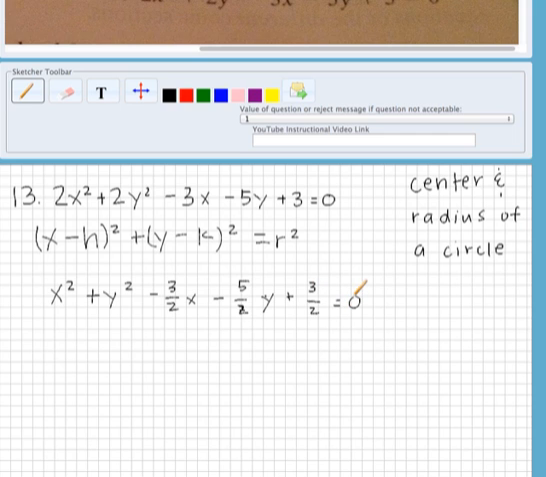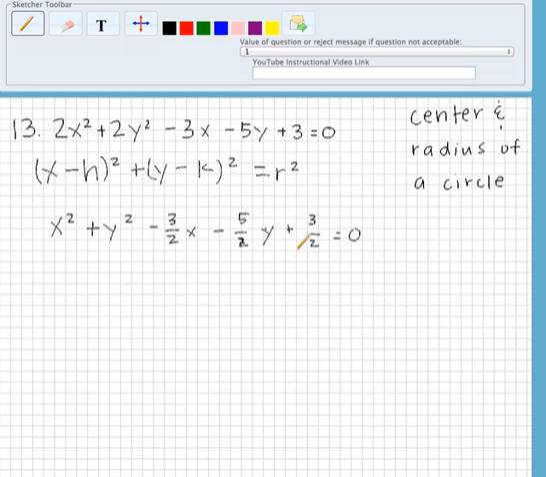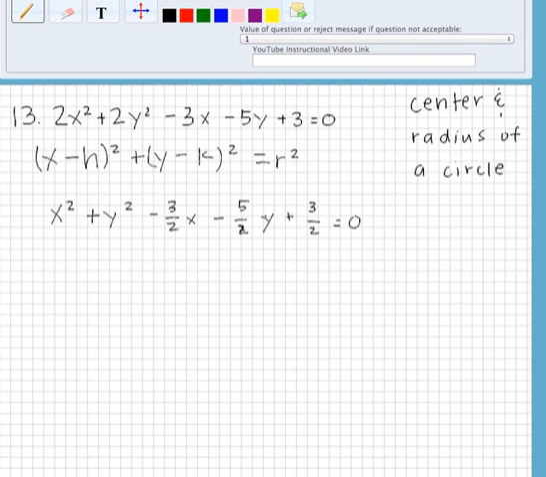So the next thing that we're going to do is a complete the square problem. So we're going to move the 3 halves to the other side, and we're going to put the x's and the y's together. So it's going to be x squared minus 3 over 2x, I'm going to leave a little bit of room here, and then plus y squared minus 5 over 2y equals negative 3 halves. So when you complete the square, we're going to go ahead and put parentheses around these.